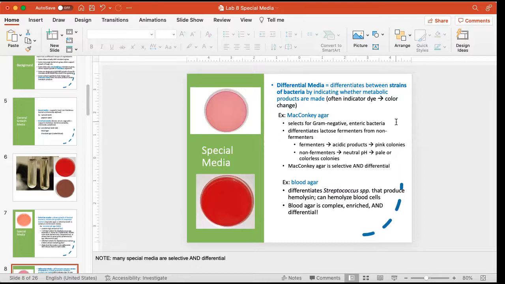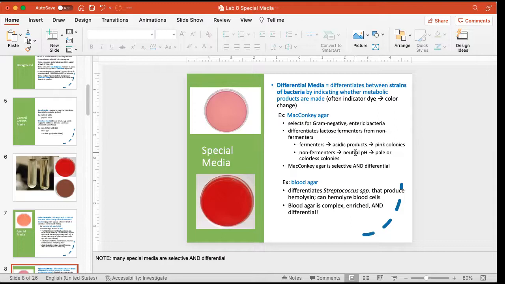Now, it's a differential media because it can differentiate between organisms that can ferment lactose and organisms that can't. Here's why it works. Any bacteria that can ferment lactose is going to make an acidic byproduct from the lactose. That's going to change the pH of the media. And it's going to cause the bacterial colonies to turn pink. And it's quite striking when you see it. Any bacteria that can't ferment lactose are going to leave the pH of the media neutral because they're not making any acid byproducts.